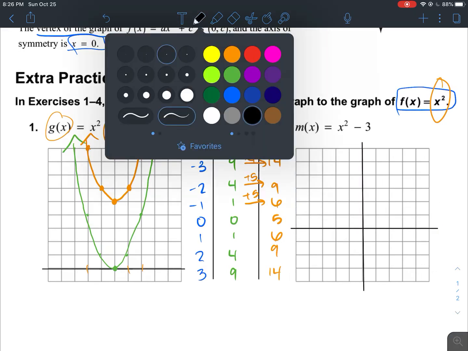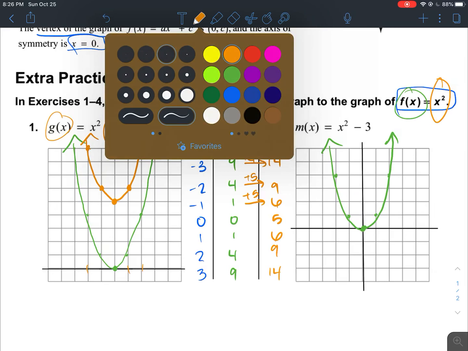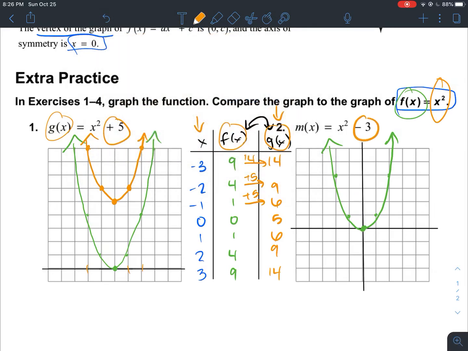Okay? So I know the parent function, which starts at 0, 0, and has the points 1, 1, and 2, 4. So like that. So that's the parent function of f of x. And now we want to draw m of x. And here we know that we're subtracting 3 from every value of f of x. So that's what m of x is.